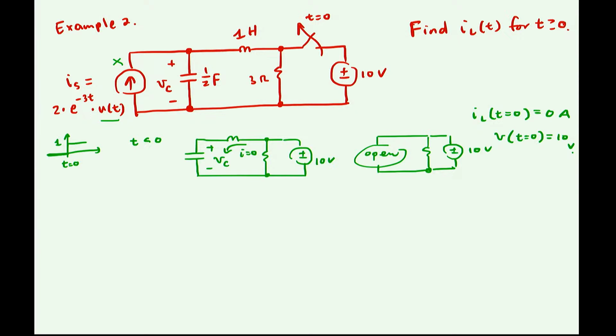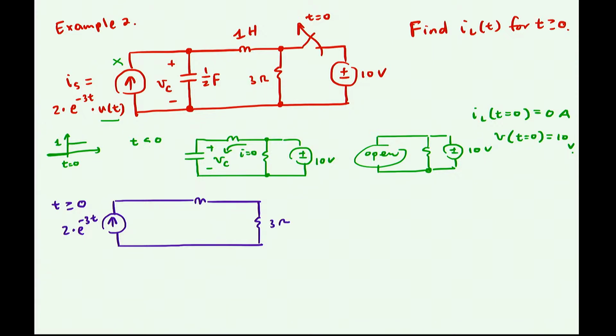And then we start to draw the circuit for t greater than 0. So now we have a current source equal to 2 times exponential minus 3t. And now the 10-volt source is disconnected, okay?